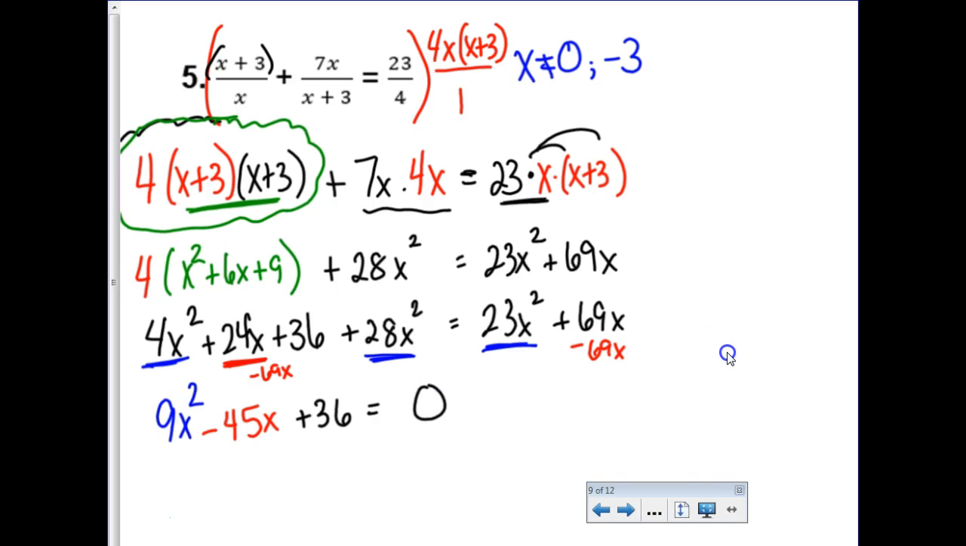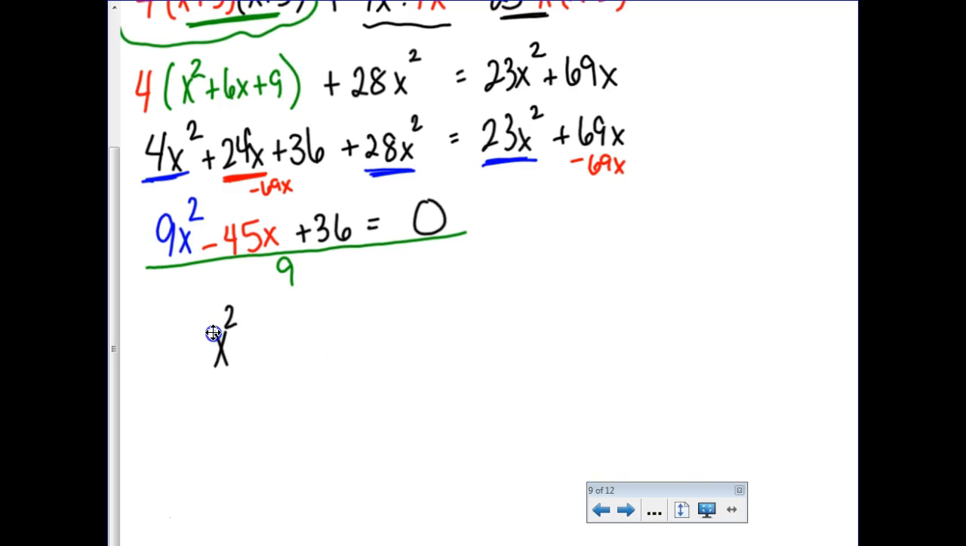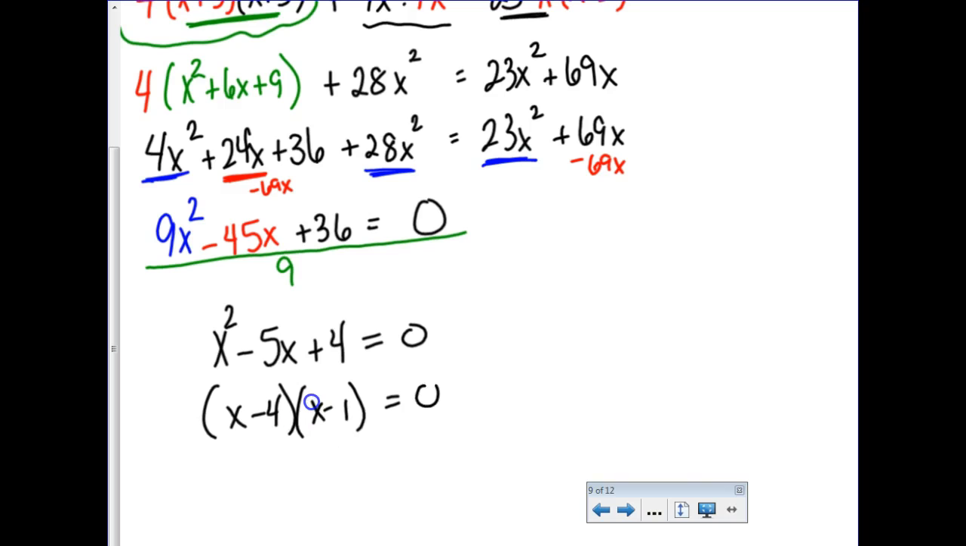So that's fun. It is a quadratic, but before I start factoring or using any other method, do you notice that there's a common factor of 9? And since we're solving, there's nothing wrong with coming through and dividing everything by a 9. So, new and improved quadratic, x squared minus 5x plus 4. Oh, that's much better. Alright, so you get x minus 4 times x minus 1. And you solve them, and you get x equals 4 and x equals 1.